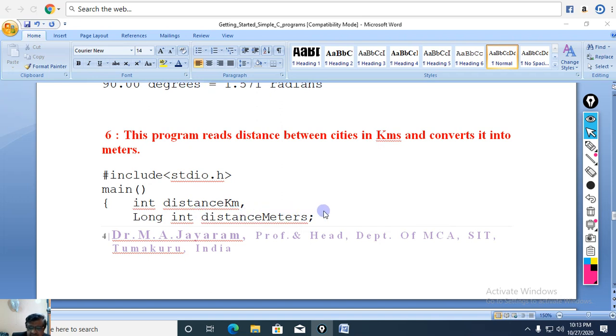In order to convert that into meters, it is to be multiplied by 1000, and the answer cannot be a short integer, because a short integer consumes just 2 bytes. 2 bytes means 16 bits, and it can carry values up to 32,767 or so. If the value increases, it should be declared as long integer, otherwise overflow will happen and you will get some kind of disastrous answers.